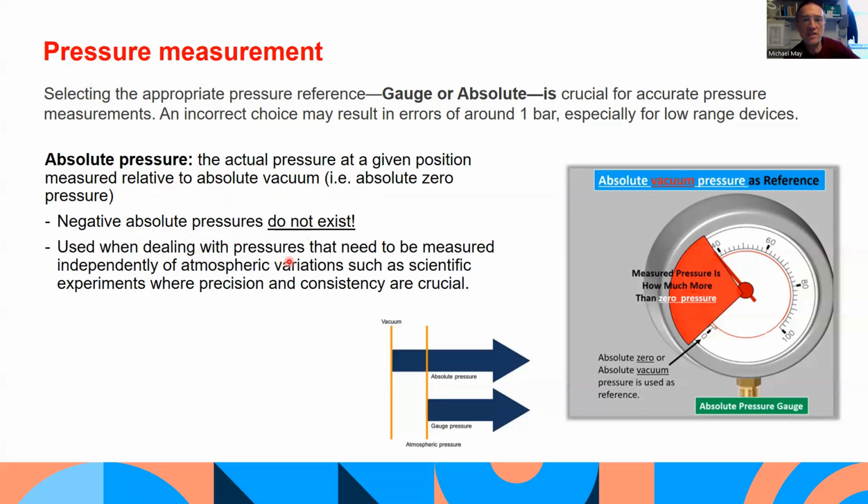When dealing with pressures that need to be measured independently of atmospheric pressure variations, such as scientific experiments where precision and consistency are crucial, we use absolute pressure gauges when we want higher accuracy.